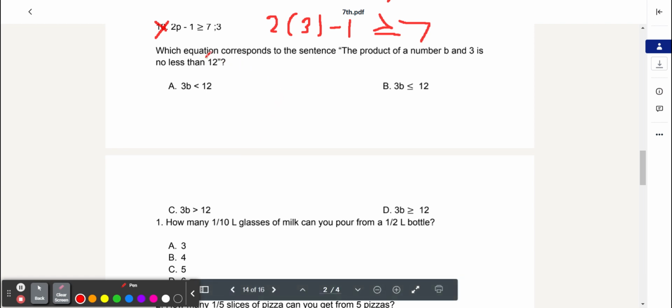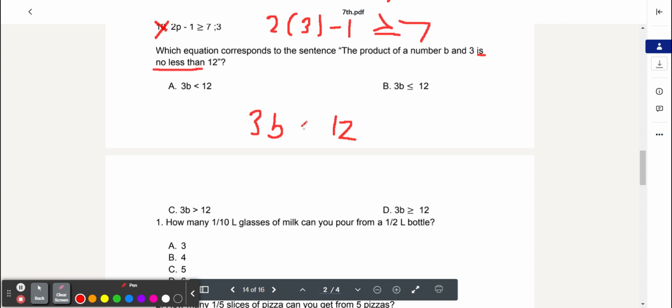This next problem asks, which equation corresponds to the sentence, the product of a number b and 3 is no less than 12? So if you look, all the answer choices have 3b on one side and 12 on the other. So all we need to do is figure out what the sign is. And here it says no less than.